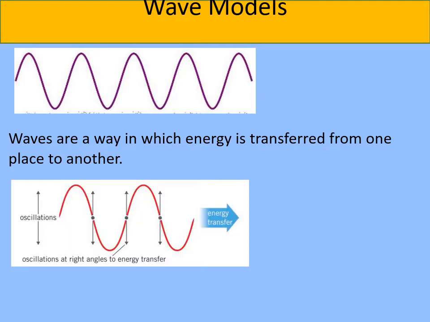So waves are a way in which energy is transferred from one place to another. In any wave, something is changing in a regular way while energy is traveling along. In water waves, the surface of the water moves up and down periodically, and energy is transferred horizontally. And that's, of course, a transverse wave.